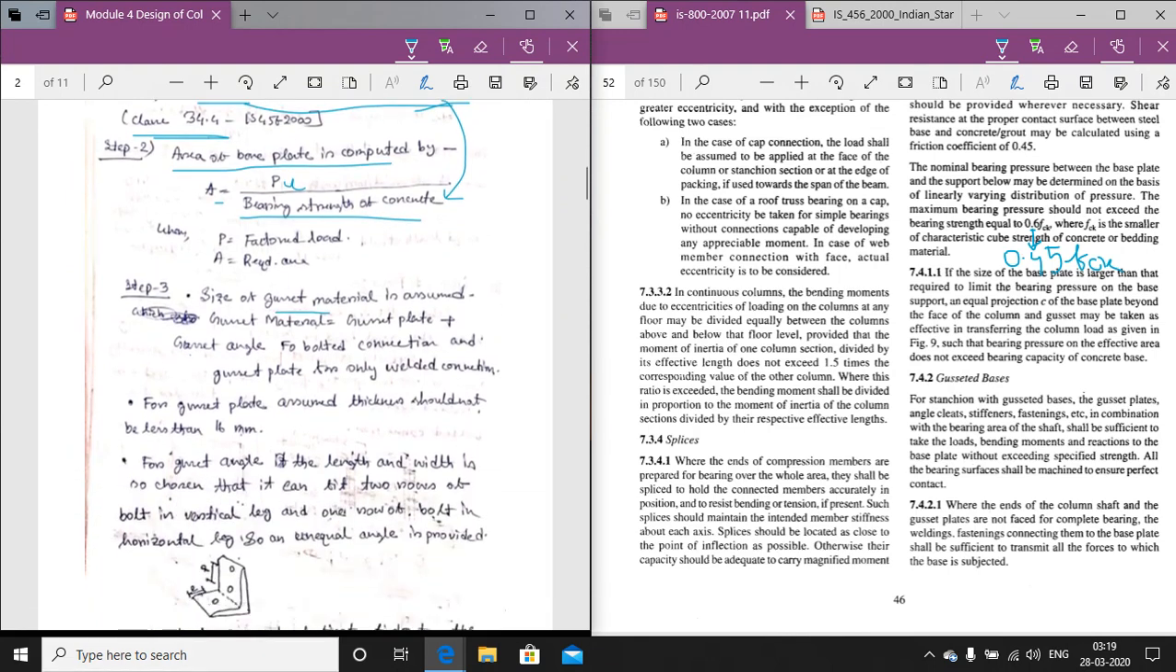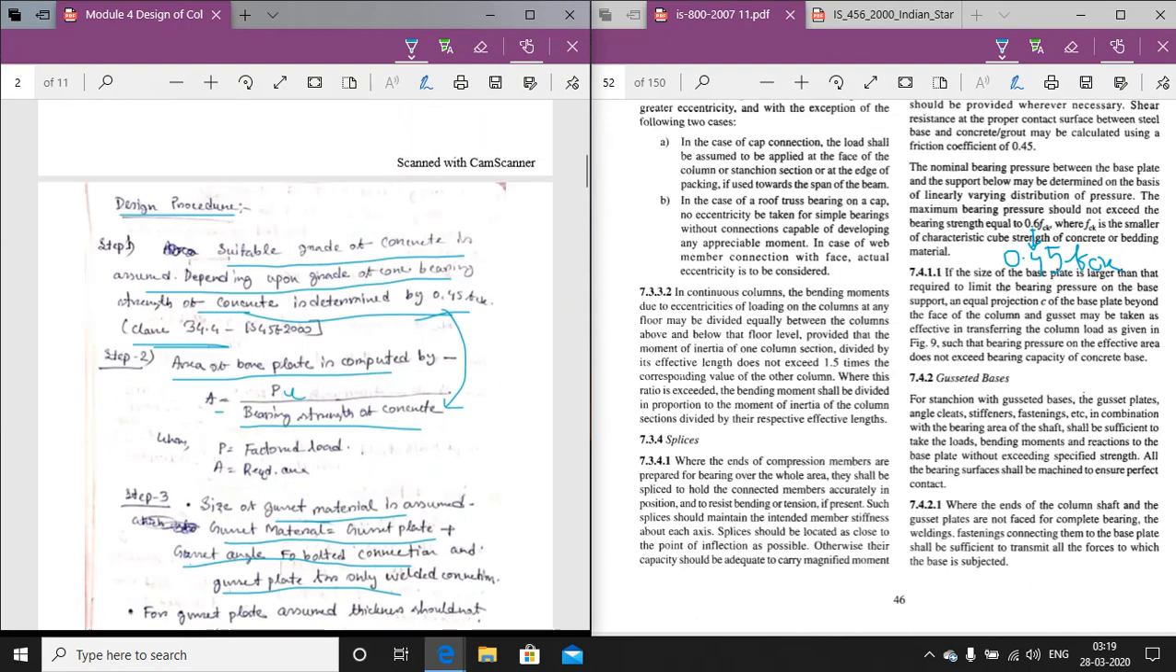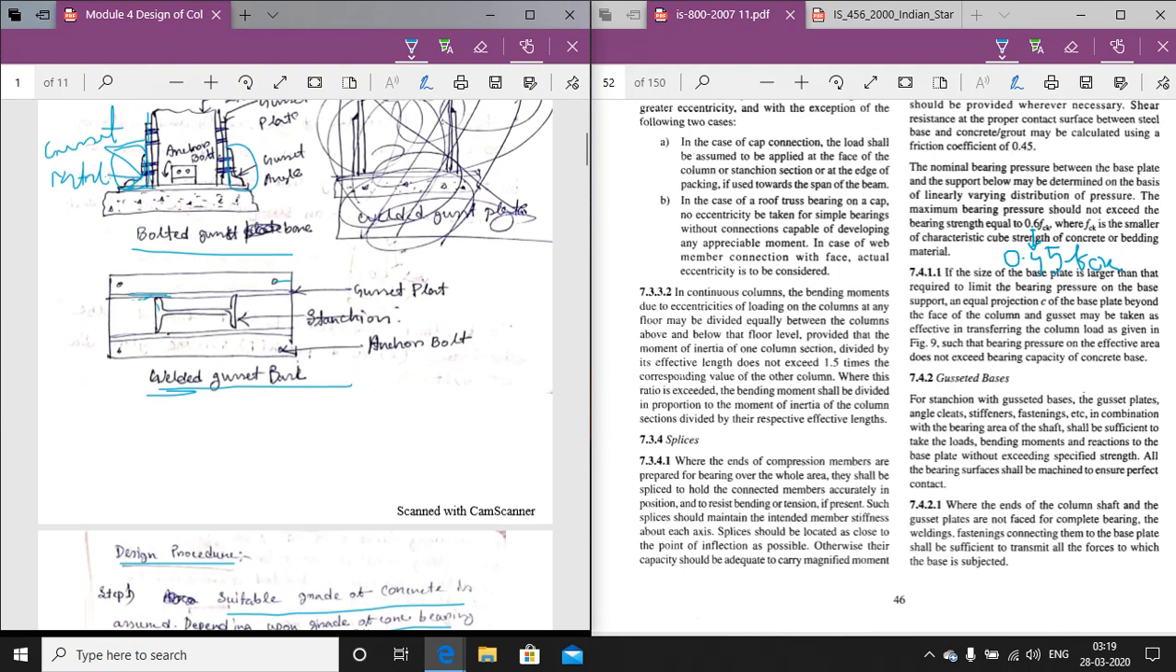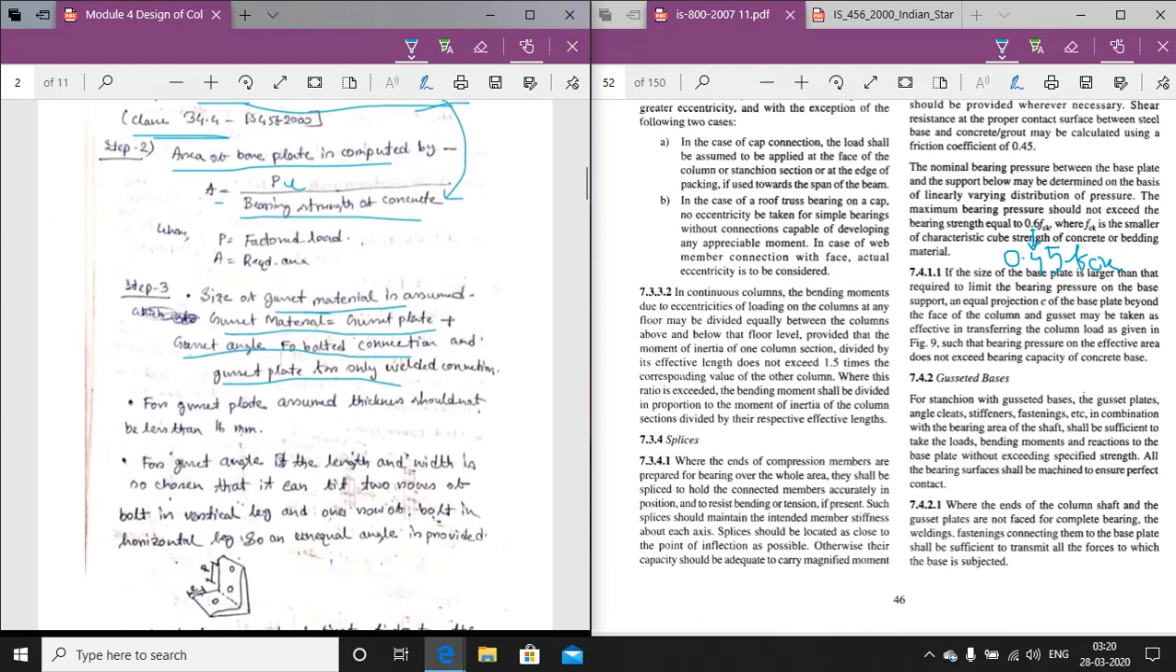So it is being specified here. Gusset material is assumed. Gusset material is equal to gusset plate plus gusset angle for the bolted connection, and normal gusset plate for only welded connection. So this is the normal welded connection. Here only the gusset plate is provided. So the gusset material for welded connection is the normal gusset plate, and for the bolted connection it is gusset plate plus the gusset angle. So this is to be concerned.